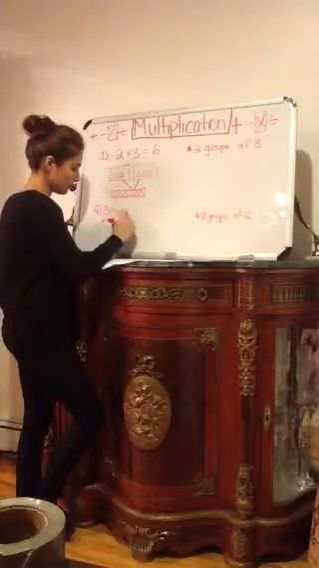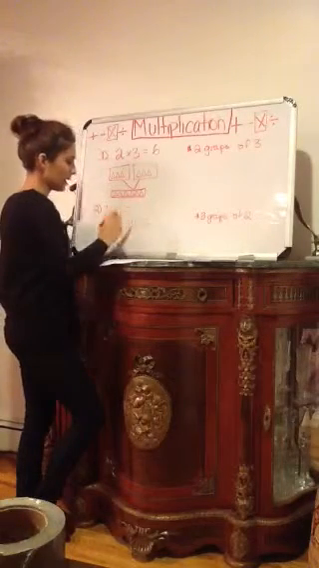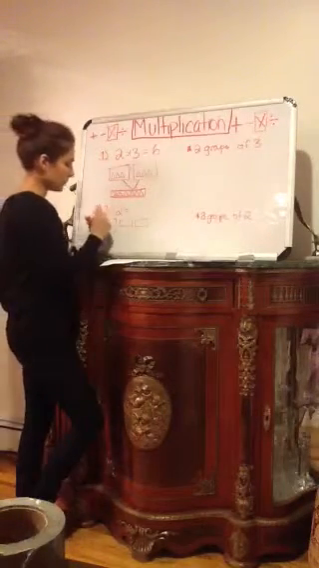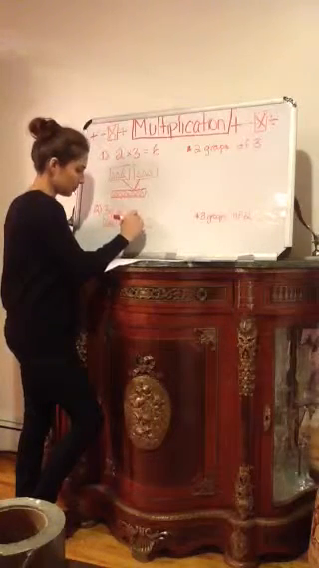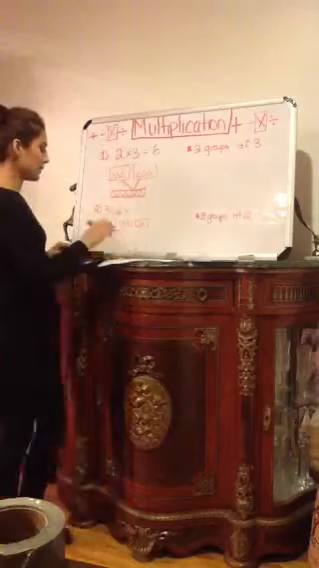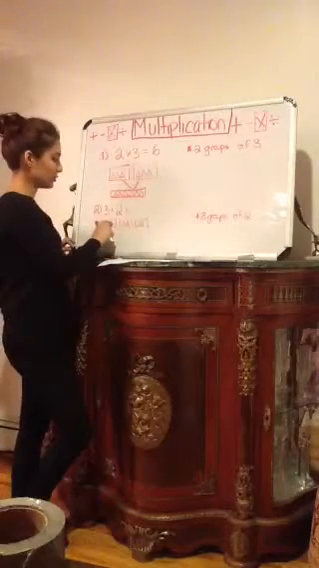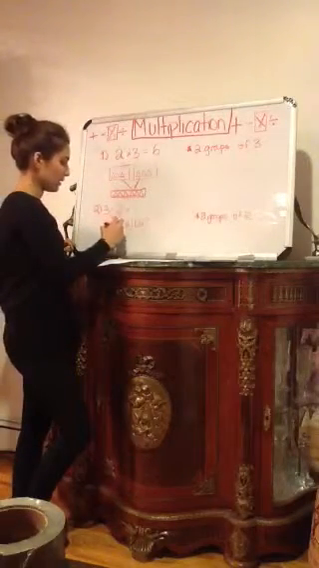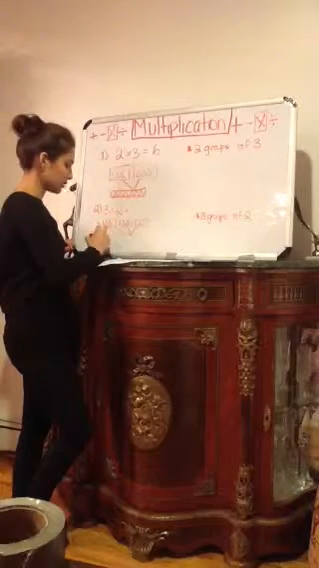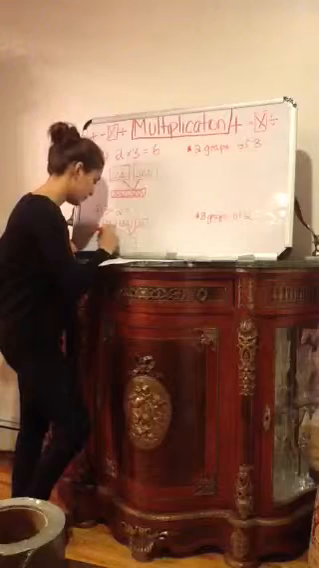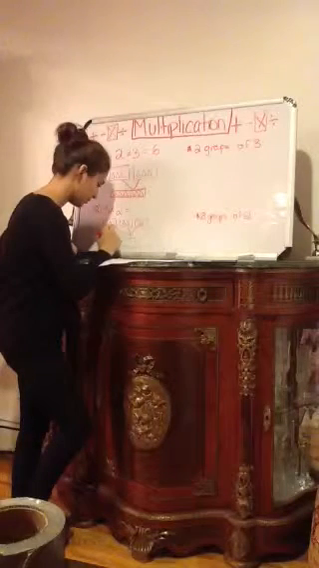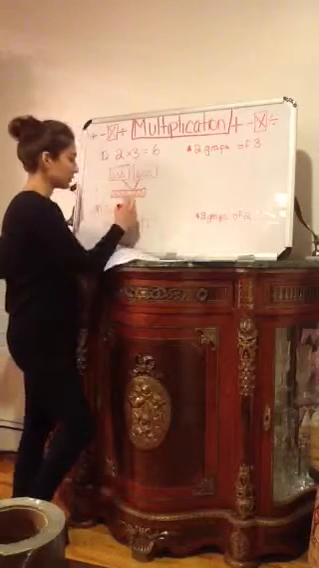1, 2, 3, and 2 items in each group. 1, 2, 1, 2, and 1, 2. So we have 3 groups here with 2 items in each group. Now let's merge these groups into one big group like we did in the previous problem. And we have 1, 2, 3, 4, 5, 6 triangles.